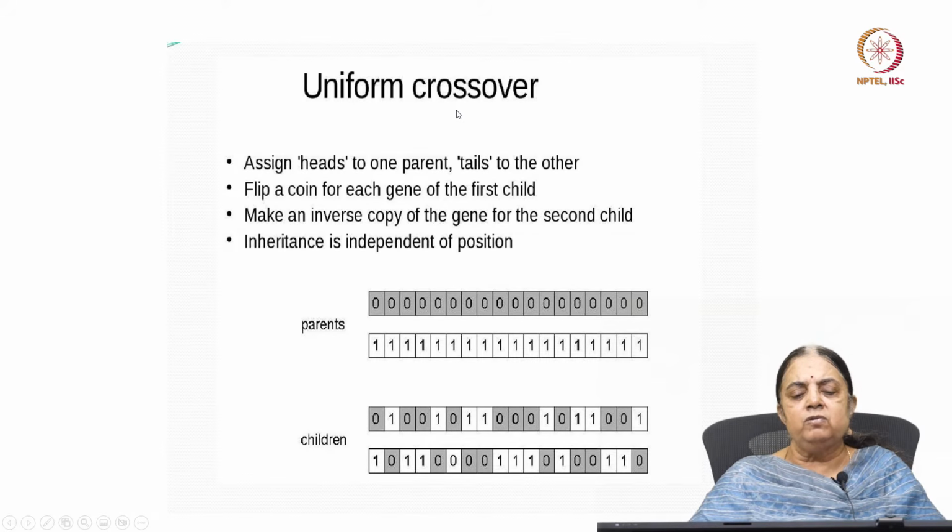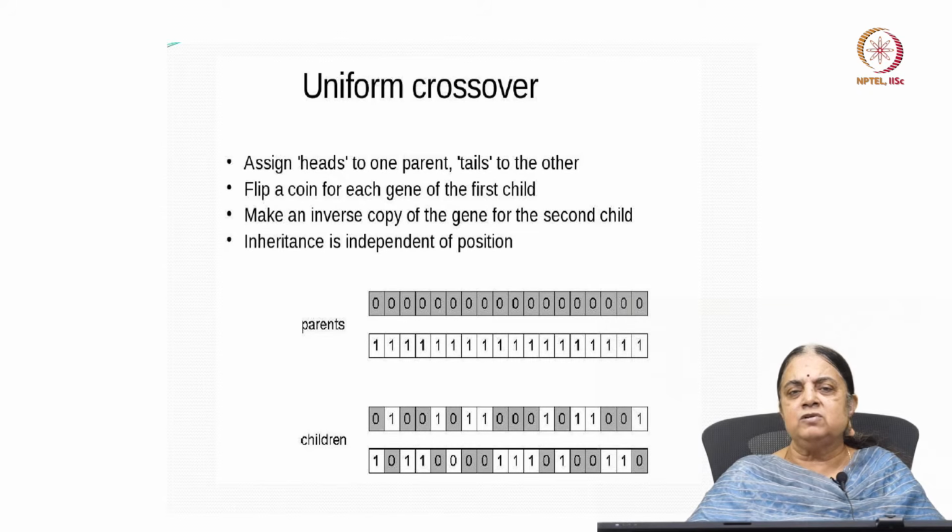And in uniform crossover, you take, for example, the first element here and the first element here, and you have to decide whether to keep it as it is or exchange them. So how do you do that? You toss a coin, and if you get heads, you keep it as it is.